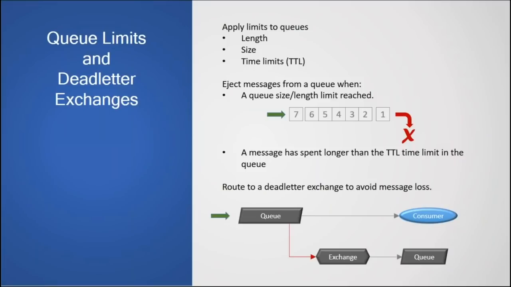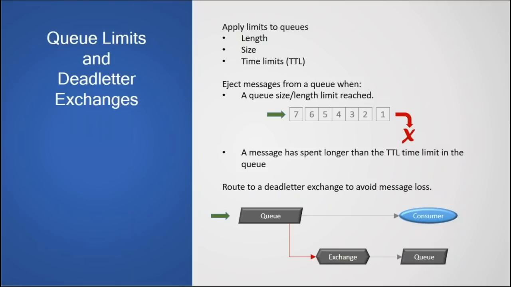We can apply queue limits. We can limit the length, that is the number of messages in a queue. We can limit the size in bytes of a queue, and we can apply time limits. The publisher can put a time limit on the message. So each message could, in theory, have a different time limit. Or we can put a TTL on the queue itself, and that means every message in the queue has a time to live that's the same. So what happens when a new message arrives at a queue that is full?